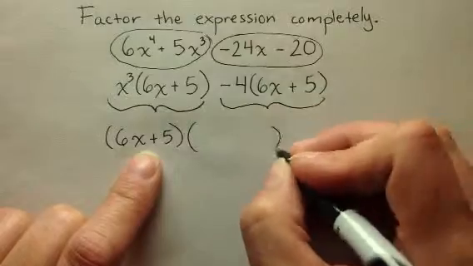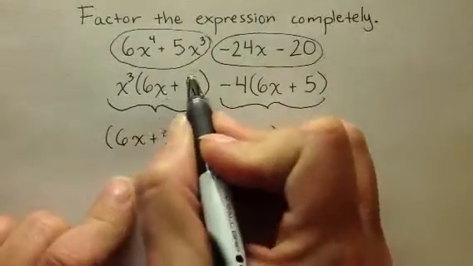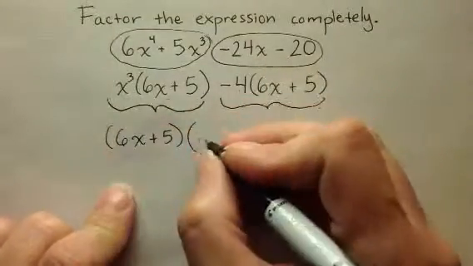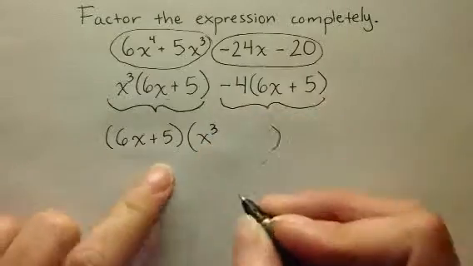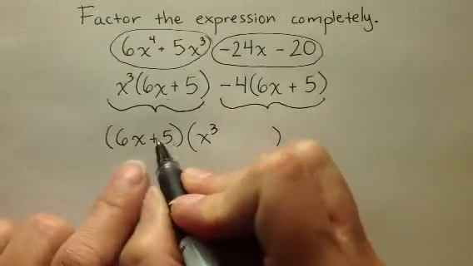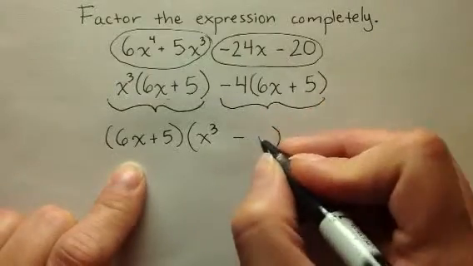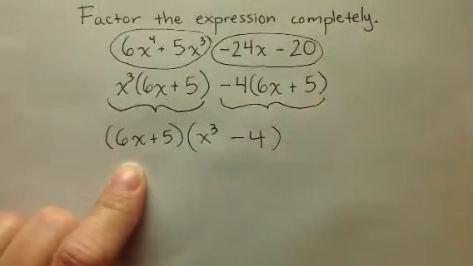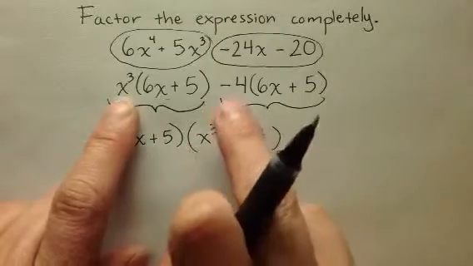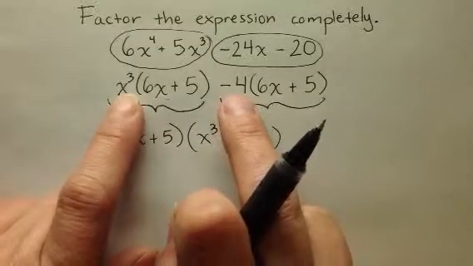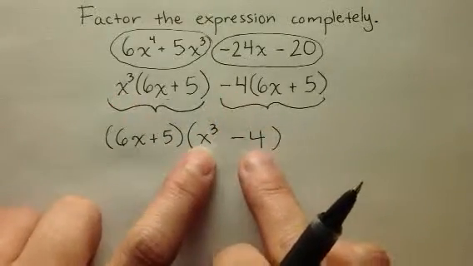What does it leave me with? Well, 6x plus 5 times x cubed gives me the first term. And then 6x plus 5 times negative 4 gives me the second term. So it's essentially what's the coefficient of the 2 binomials. That's the 2 terms that go inside here.